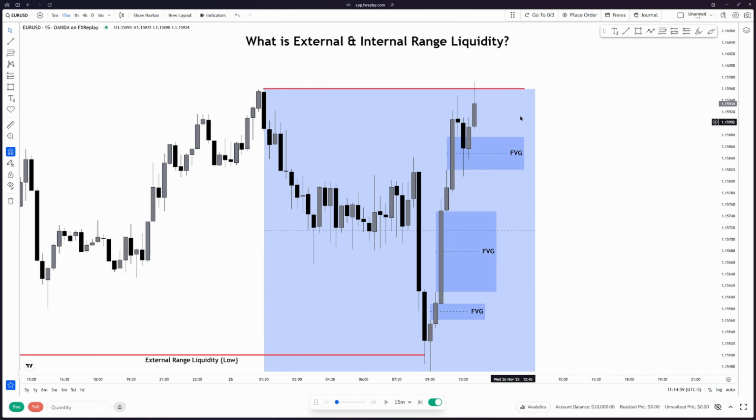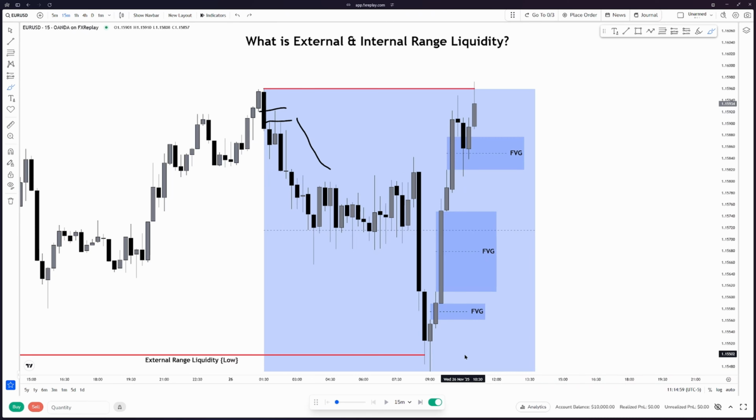And right after that, price sweeps our external buy-side liquidity level again. So you can see clearly, we had this fair value gap acting as our internal liquidity. Price moved lower, swept an internal buy-side liquidity level, and then dropped straight into the external sell-side liquidity.